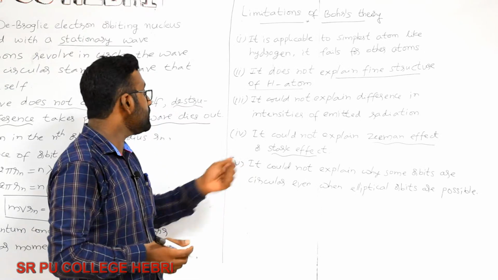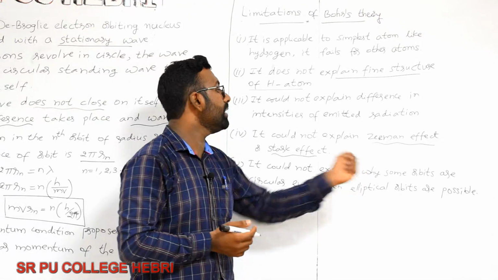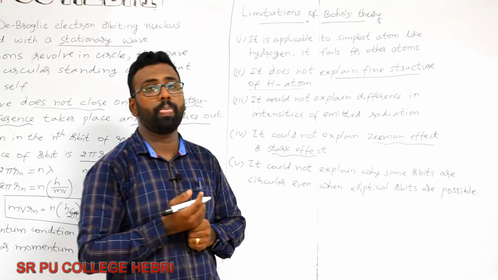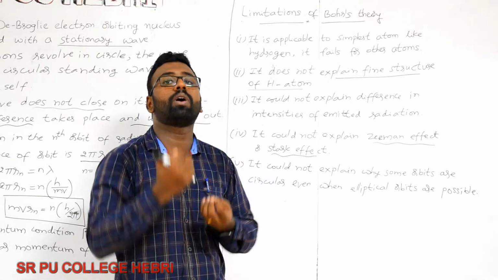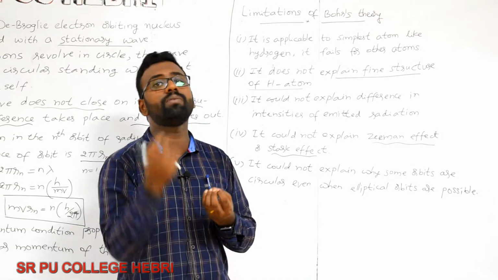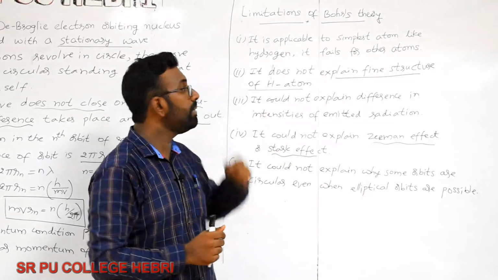Next one, it could not explain why some orbits are circular while elliptical orbits are also possible. Bohr's theory could not explain why you can have circular orbits even while you can have elliptical orbits also. Okay, this is about the limitations of Bohr's theory.